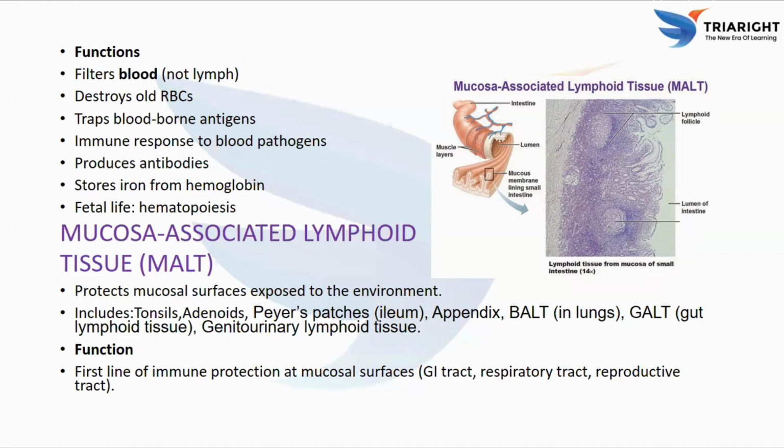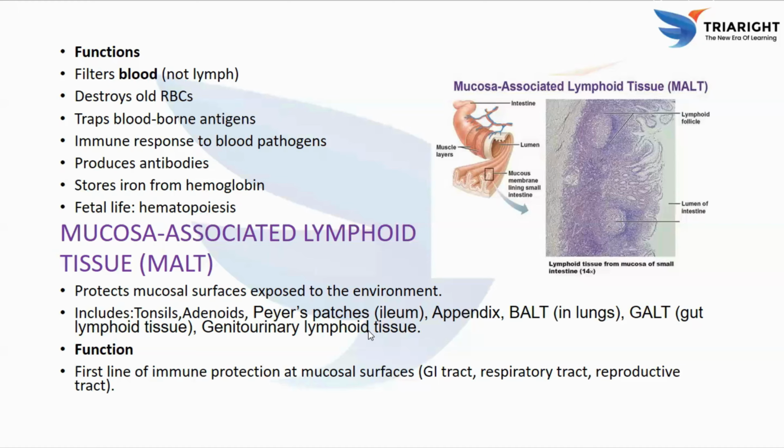It also traps the blood-borne antigens. Any germs like bacteria or viruses present in the blood are caught by the spleen. It also helps in the immune response to blood pathogens. The spleen activates immune cells like white blood cells to fight infections in the blood. It also produces antibodies. Antibodies are special proteins that help to destroy the pathogens. The spleen helps to make them.